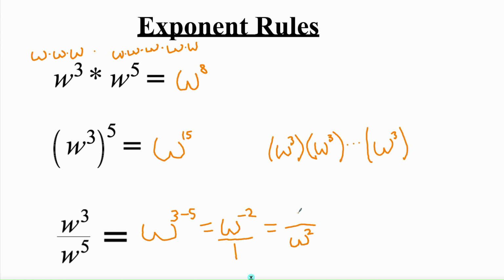So I have to write something in the numerator. I can't just leave it. This is not w squared. This is 1 over w squared.